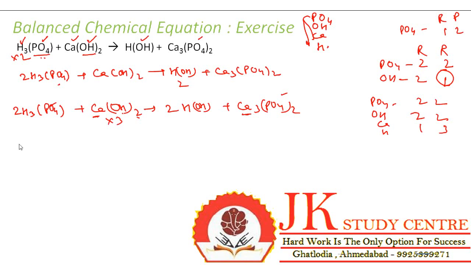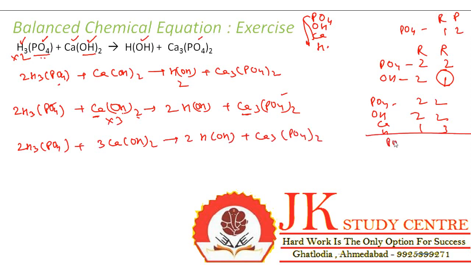Correct, because it's not balanced. So what you get is 2H3PO4 plus 3Ca(OH)2 gives 2HOH plus Ca3(PO4)2. Let's again see the equations here.